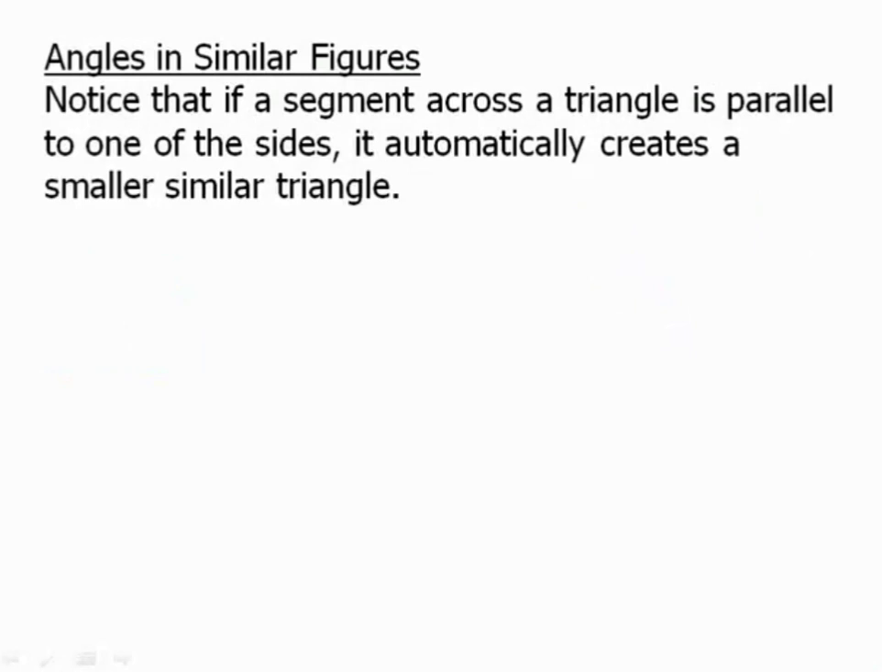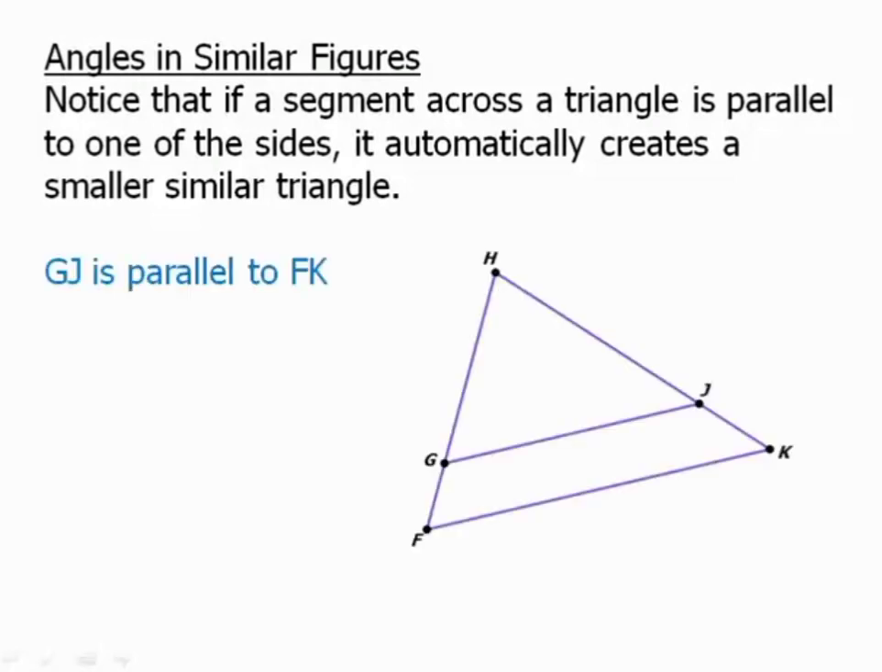Notice that if a segment goes across a triangle and is parallel to one of the sides, it automatically creates a smaller similar triangle. So if GJ is parallel to FK, well, that means that triangle HFK, the larger triangle, is similar to triangle HGJ, the smaller triangle. And it also means that the angles would be equal in both. Obviously, they both share the same angle at H. But angle, for example, angle HGJ would have to be equal to angle HFK.